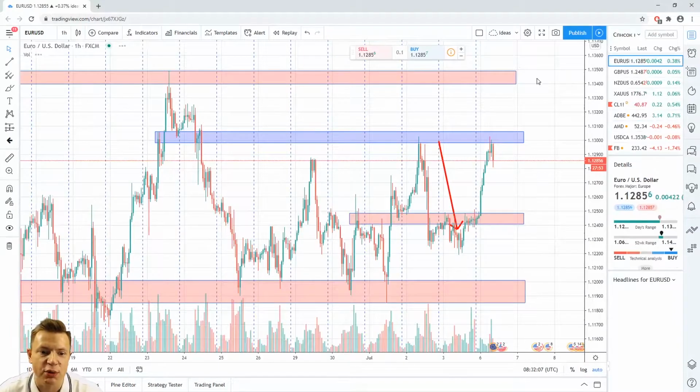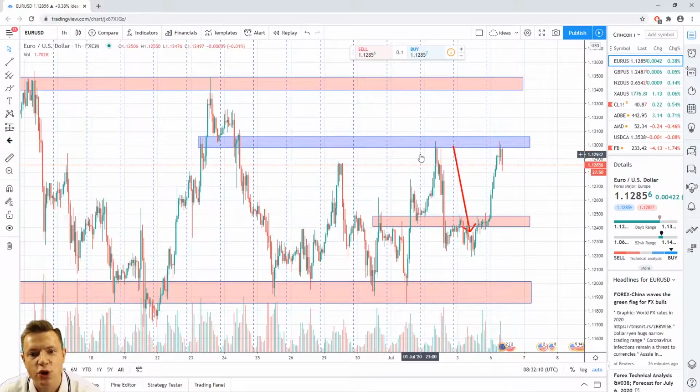Let's start with Euro-Dollar. In Euro-Dollar, I recommended you short Euro-Dollar price from reversal model near this important resistance level around 1.13, and as you can see, price hit my first target around 1.1240.